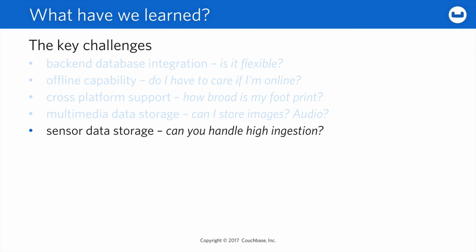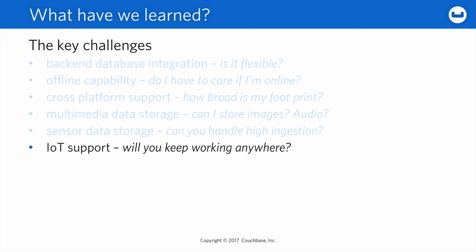Next, sensor data. Data can come in fast and hard and continuously these days. Is the backend going to support that with a memory-first architecture? Can you handle high ingestion? And then, what about the Internet of Things? Is your app going to keep working virtually anywhere? Because at this point, the planet does not have wireless everywhere, but things are beginning to go everywhere. So how do you manage the latency directly implied by that fact that's not going to change anytime soon? You go offline first. That's your answer.